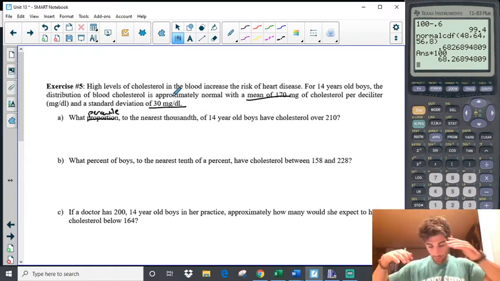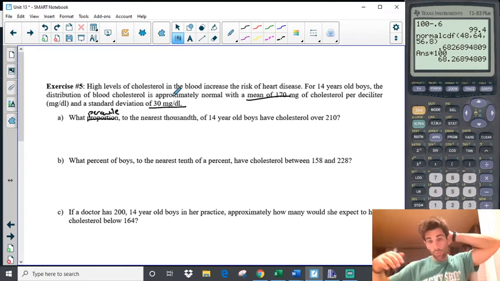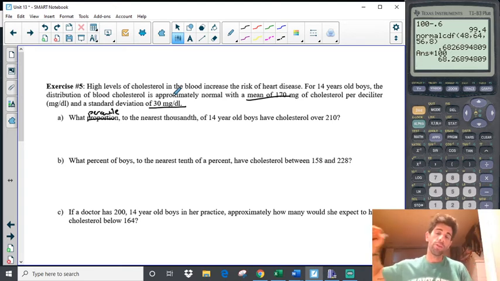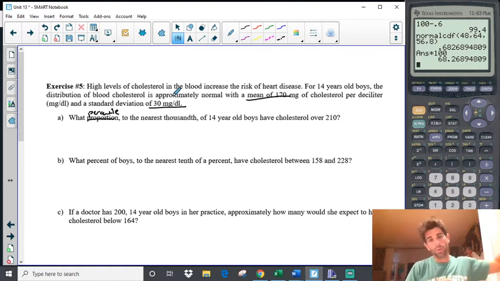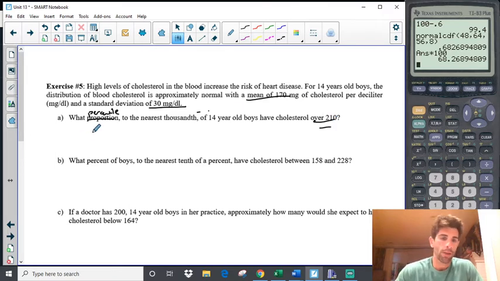Now, if they don't, you have to figure out, are you above? Then you're going to go to infinity, which we call 1,000. If you're below, you would do negative 1,000, which is infinity, to whatever that number is. So A says, what percentile to the nearest percent of 14-year-old boys have cholesterol over 210? If you're over 210, that means the lowest number you can have is 211. The highest number, we don't know. It can go all the way to infinity.